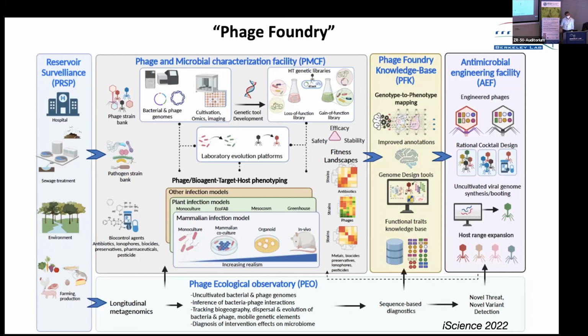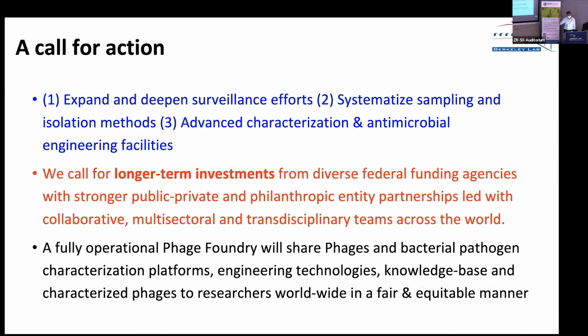So take a look at this. This is not a finished product, it's evolving. And obviously this is just a white paper to stimulate the field. So we really call for more systematic surveillance. We need sampling and isolation methods. We need more advanced characterization. We need long-term investments. It can't be just one patient or one facility or one application. We need a much stronger, full look at the whole road.